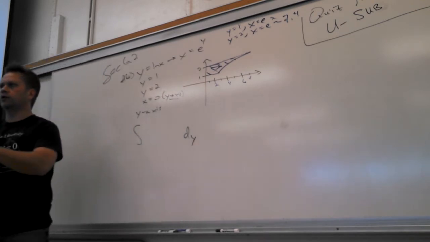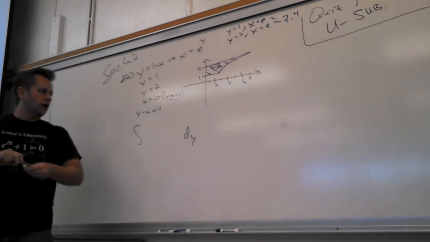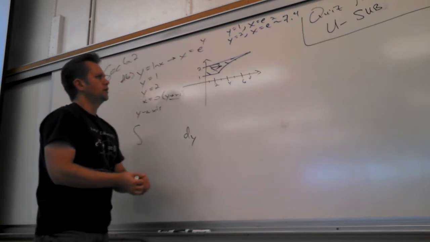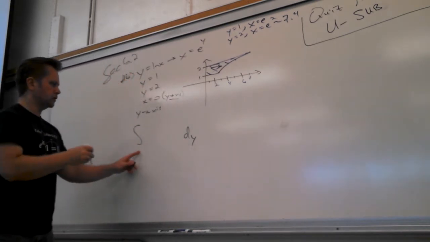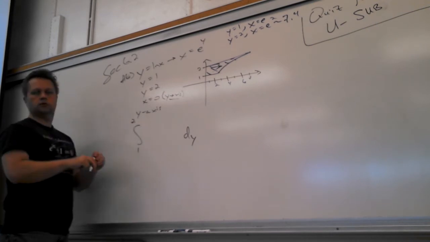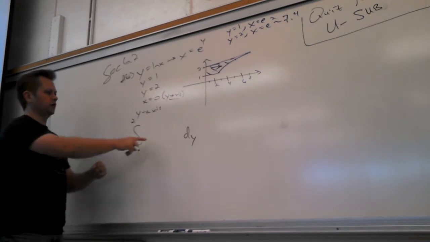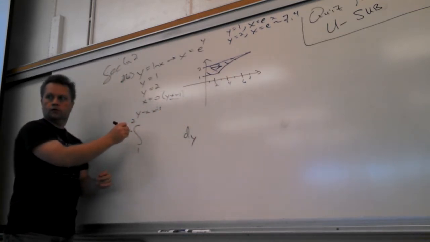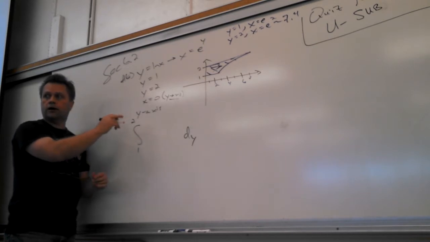All right, so I want to rotate that bad boy around the y-axis. So dy, so what's my limits going to be? 1 to 2. 1 to 2, I like it. And what do I throw in here? Now, what's the idea? Well, pi, right? It's pi r squared, basically.